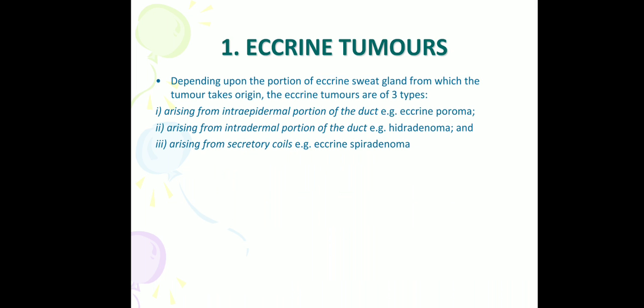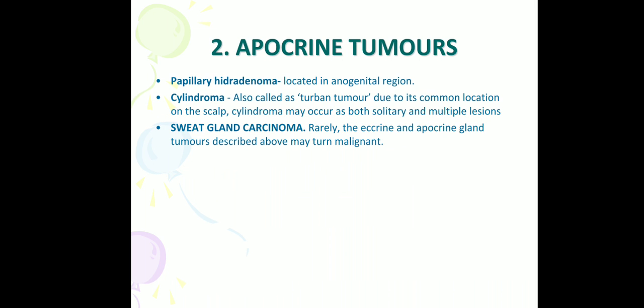Tumors of sweat glands. Depending upon the portion of eccrine sweat gland from which the tumor takes its origin, eccrine tumors are of three types: arising from intradermal portion of the duct, eccrine poroma; again arising from the intradermal portion of the duct, hydradenoma; and arising from secretory coils, it is called as eccrine spiroadenoma.